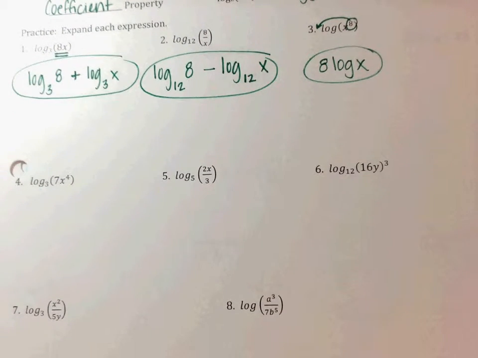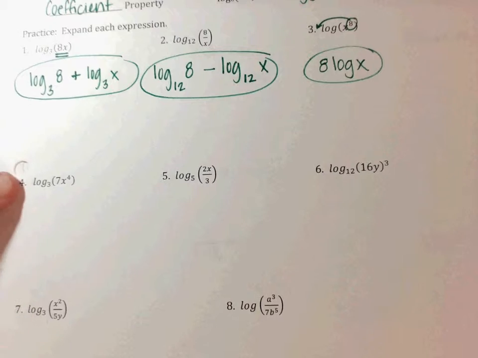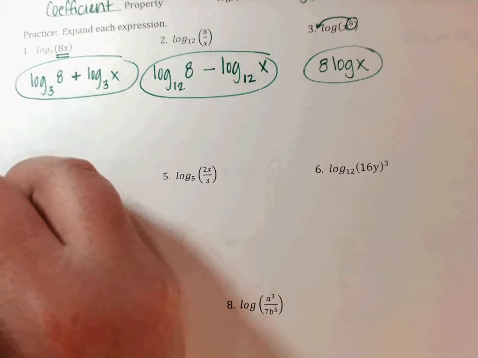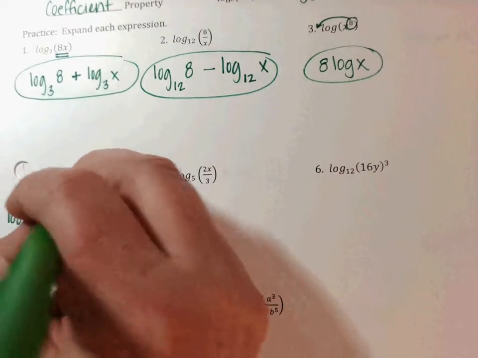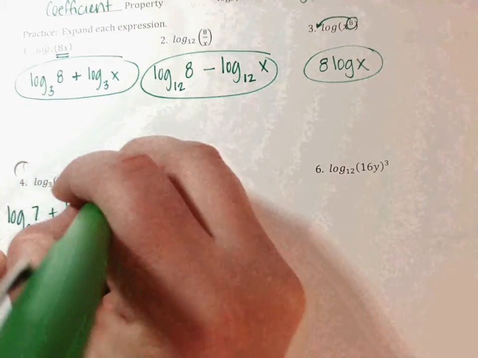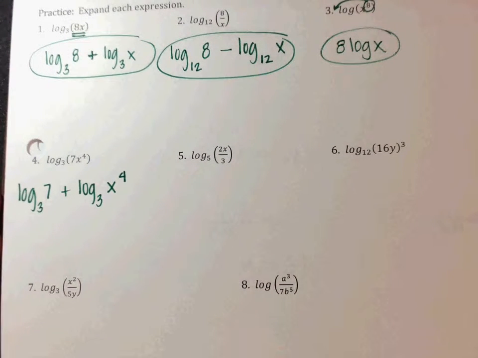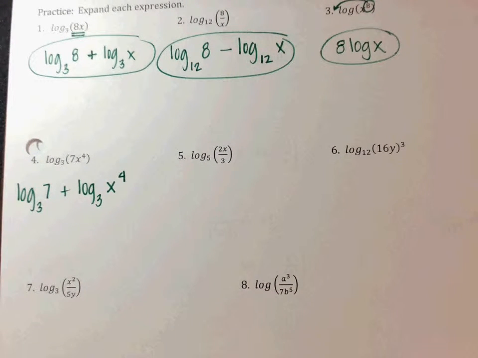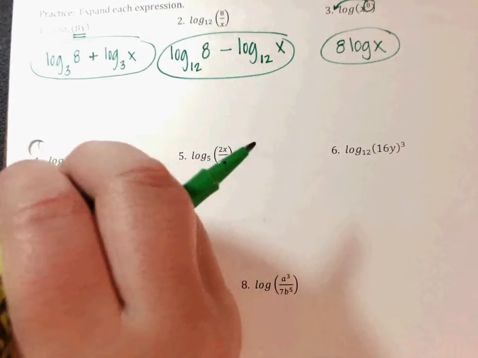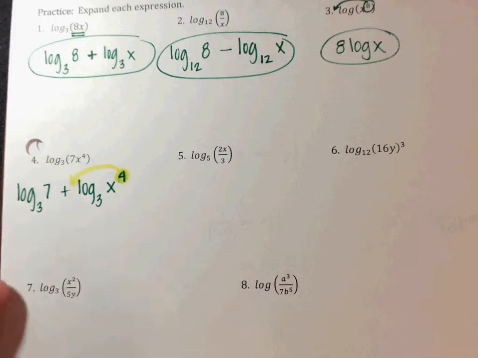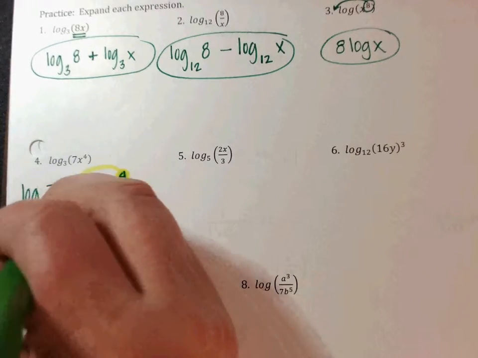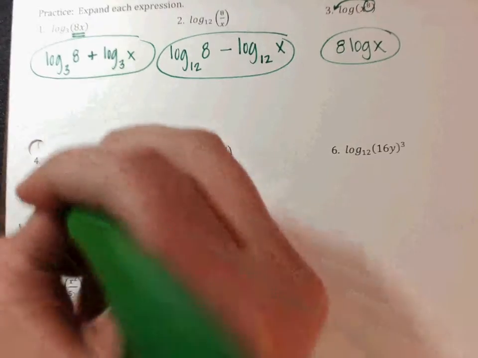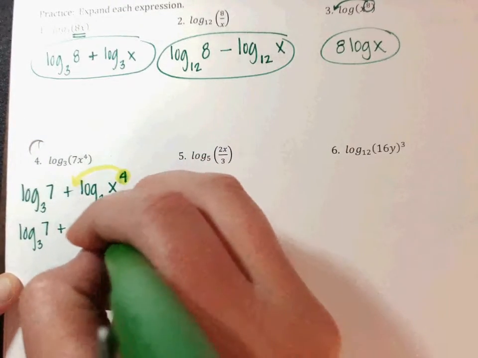Okay, so these are going to basically just get more complicated as we go, but all you're doing today is breaking these down. So look at number 4. I'm going to do log base 3 of 7 plus log base 3 of x to the 4. So 7 and x to the 4 are multiplied. Well, then I can split them up into addition, but then I have one more rule that I have to do. Where can we move the 4? Down to the front. So that's really going to be log little 3 of 7 plus, and then 4 log little 3 of x.